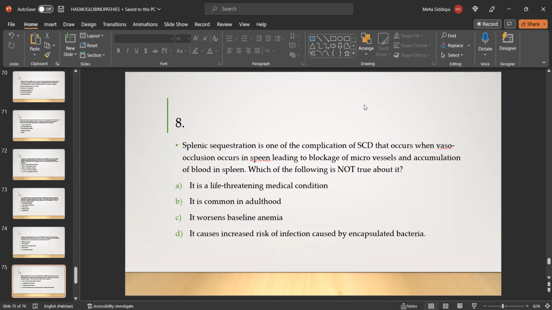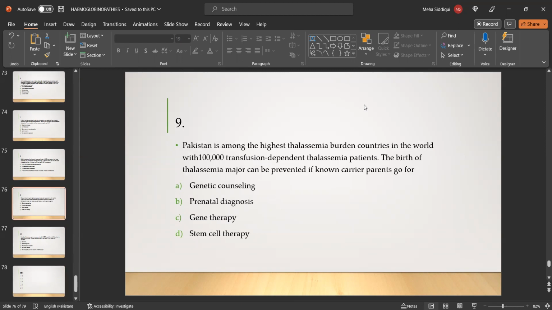Any guess? B is the right option because it is most common. Yes, B is the right option.